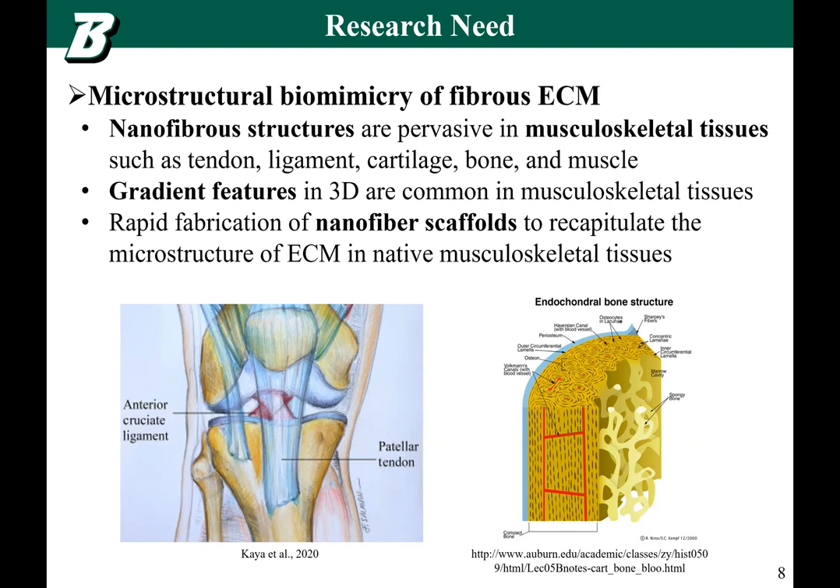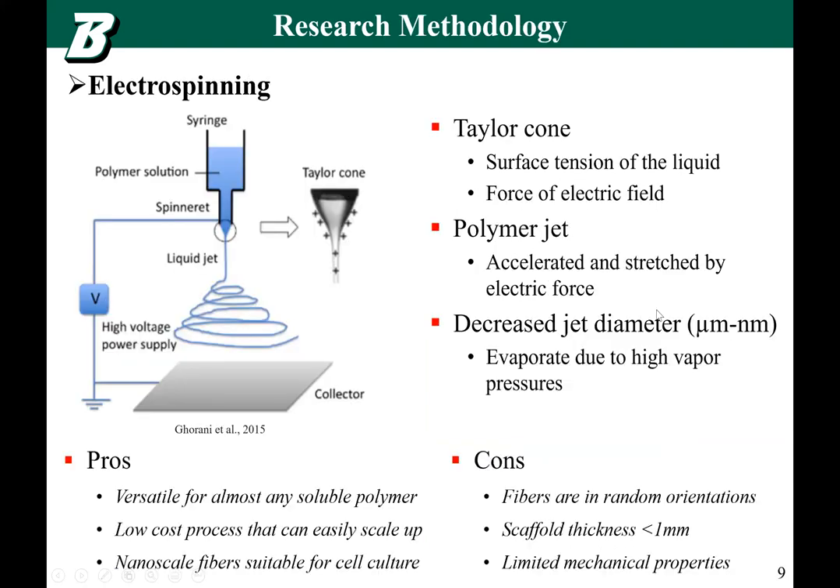If we take a look at the ligament and tendon, we'll see the fiber density, as well as the fiber alignment, as well as the cell alignment will gradually change from one end to the other, because those tendons or ligaments are connecting between bones and between bones to muscles. So the rapid fabrication of nanofiber scaffolds to recapitulate the microstructure of extracellular matrix in native musculoskeletal tissues becomes our research need. The research methodology we're introducing here is electrospinning.